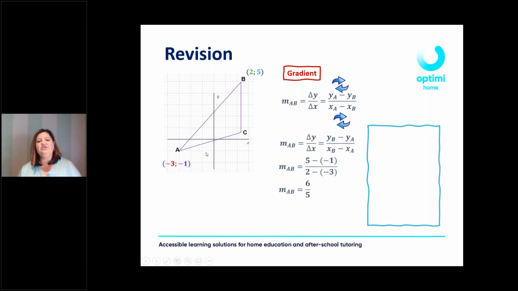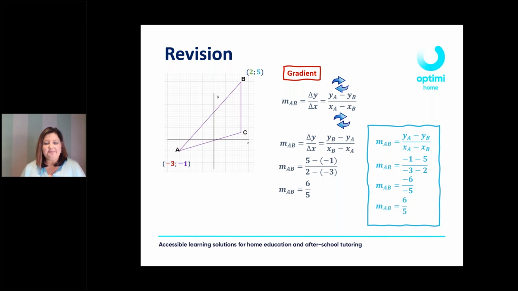Right, so if you have chosen to do the y value of A minus the y value of B, you would have substituted in over there. The y value of A is -1, the y value of B is 5, so it's -1 minus 5, and then -3 minus 2. You would have gotten -6 over -5. The two negatives would have cancelled in the end. Right, so it's your choice in which order you would like to do that. Just remember always to take your signs into consideration.